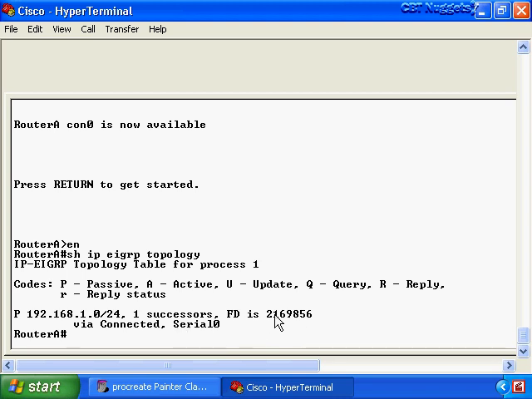Now let's look at these codes real quick. You've got passive, active, update, query, reply, and reply status.